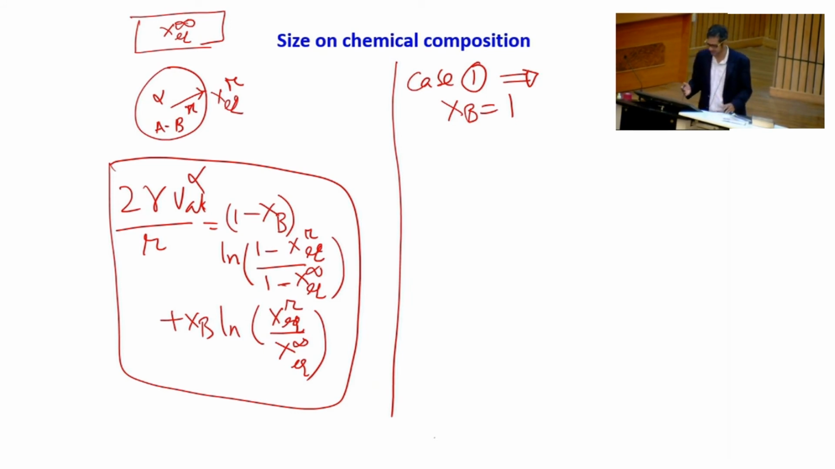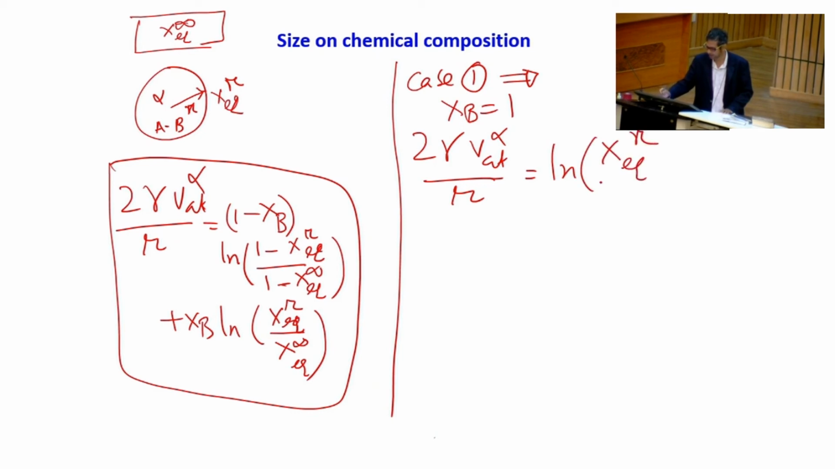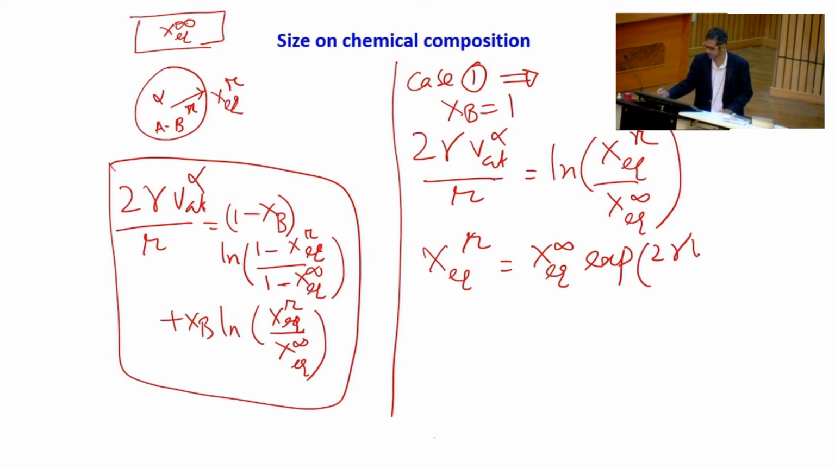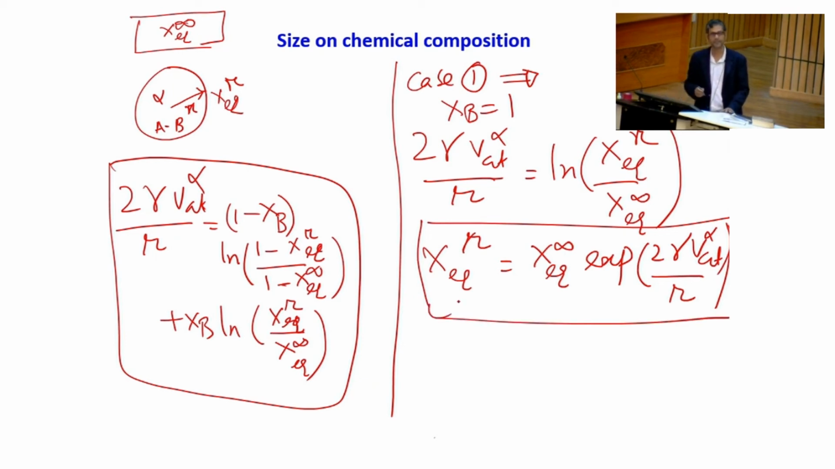But interestingly, if you do that, this term vanishes. So I can write twice gamma B atom alpha by R is equal to, the first term vanishes, x p times log of x equilibrium R divided by log of x equilibrium infinity. That means x equilibrium R is equal to x equilibrium infinity exponential twice gamma P atom alpha divided by R. This is something which is widely used. But you know that the assumption involved is very peculiar, x p equal to 1.